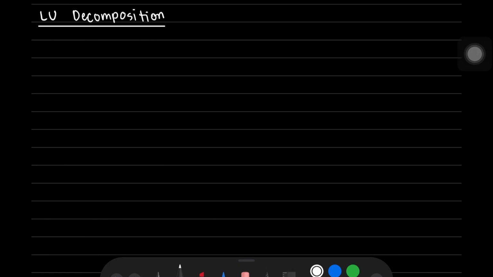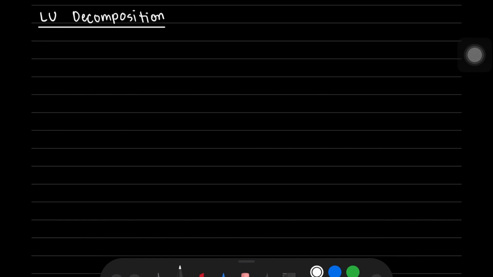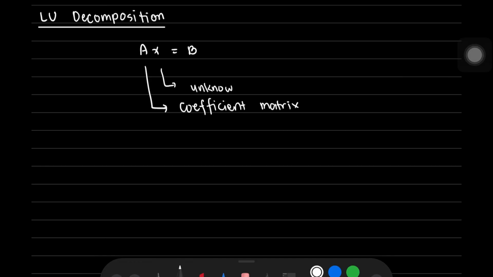Say for example, you are given a matrix A multiplied by x equals b, wherein A here is the coefficient matrix from that system of linear equations, x here is the unknown vector, and b would be the constant vector.